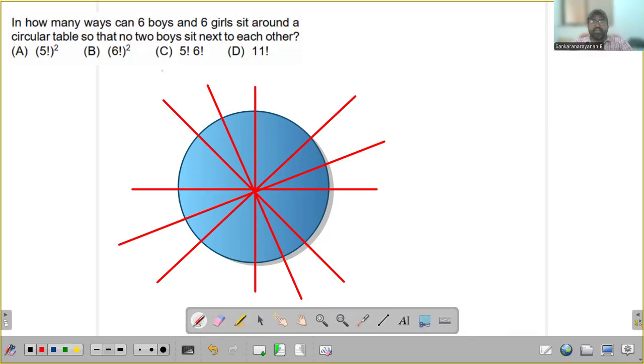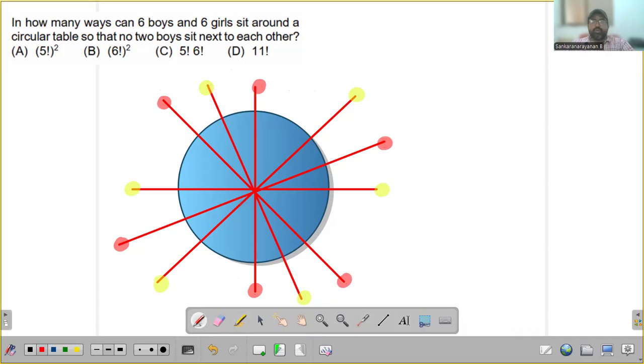It is given that no two boys sit next to each other, which means the arrangement under consideration is boy, boy, boy, boy, boy, and boy. Okay. And you can consider that the remaining positions are girl and a girl and a girl and a girl and a girl and a girl. Like that only it is possible.